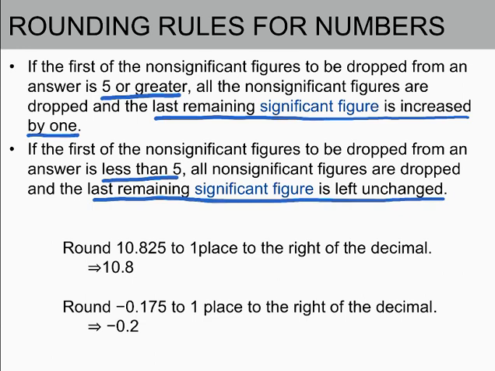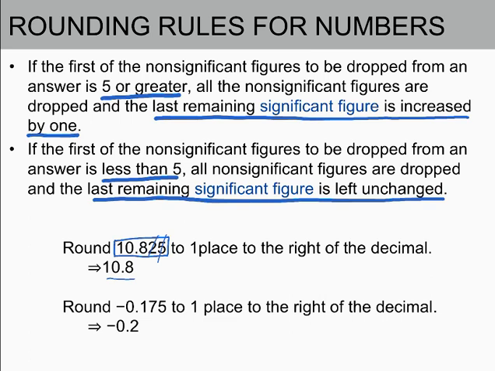So, for example, let's say that we had an answer of 10.825, and we know that we have to limit this to 1 decimal place. Then we're going to chop off the 2 and the 5, and the 2 is immediately to the right of the 8, and because it's less than 5, we don't have to do anything to the 8. The 8 is going to be left unchanged, so we end up with 10.8.